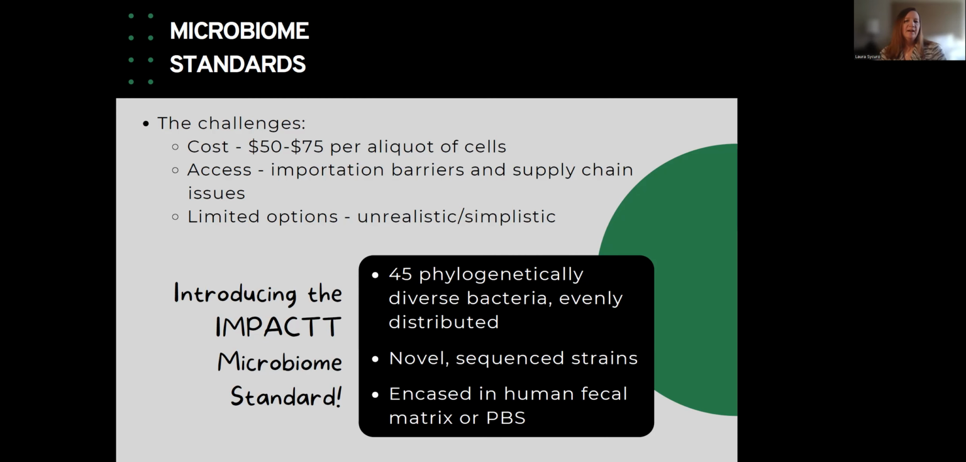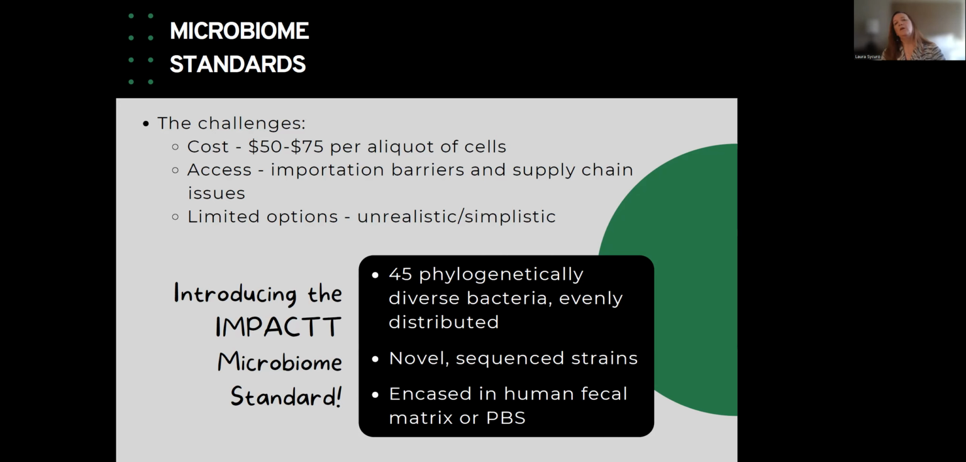Lastly, there are limited options, and these communities are often unrealistic or simplistic compared to what we're really assessing, particularly with human feces. While for the applications I outlined previously, some of that is not really a limitation, it would still at times be beneficial to have something that provides the same types of challenge and complexity to the method that we're really seeing in our true experimental samples.